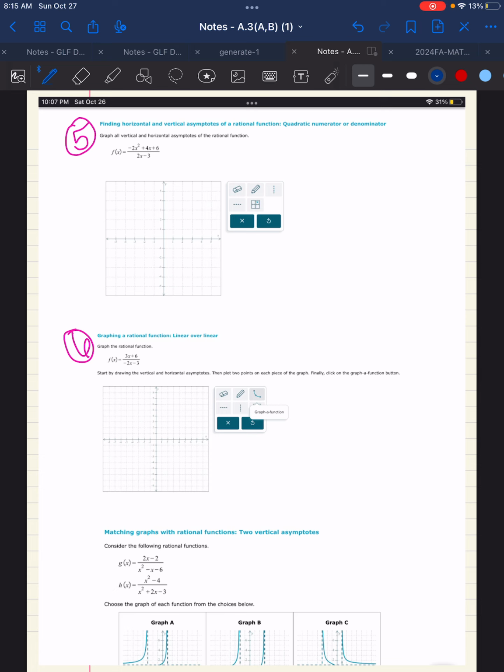So, first off, look at what we have. We have negative 2x squared plus 4x plus 6 divided by 2x minus 3. The first thing we have to do is to simplify that numerator. You must simplify that numerator. So in order to simplify that numerator, we are going to factor. So I noticed my numerator has a negative 2 in common. So I'm just going to rewrite this to factor out that negative 2.